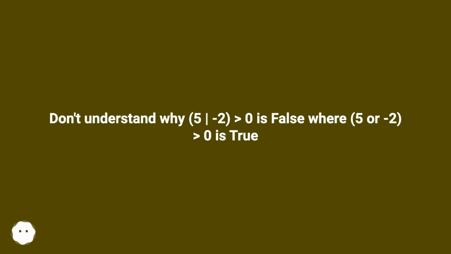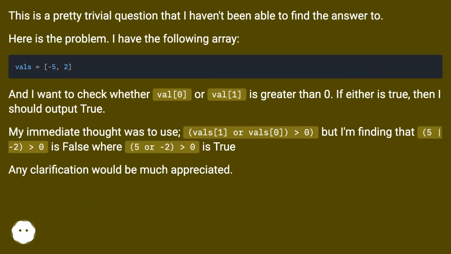I don't understand why 5 | -2 > 0 is false, where 5 or -2 > 0 is true. This is a pretty trivial question that I haven't been able to find the answer to. Here is the problem. I have the following array, and I want to check whether vals[0] or vals[1] is greater than 0. If either is true, then I should output true.